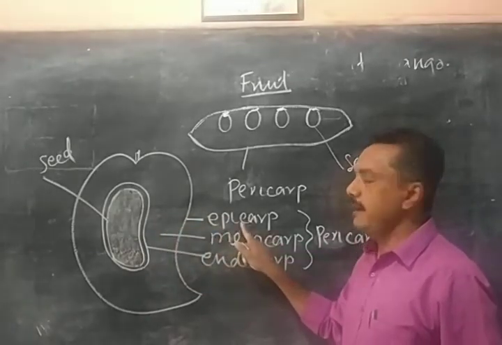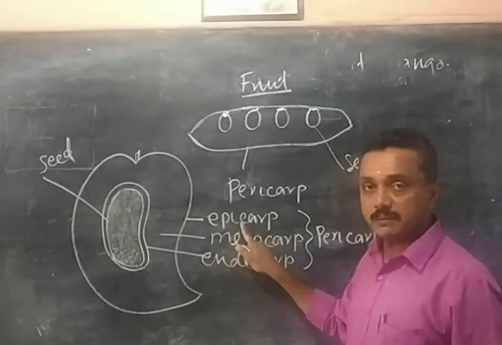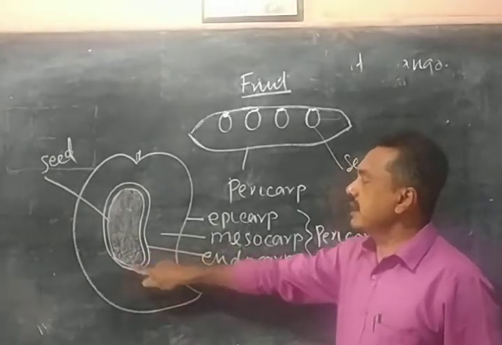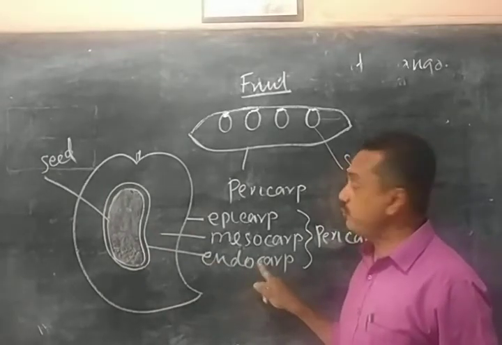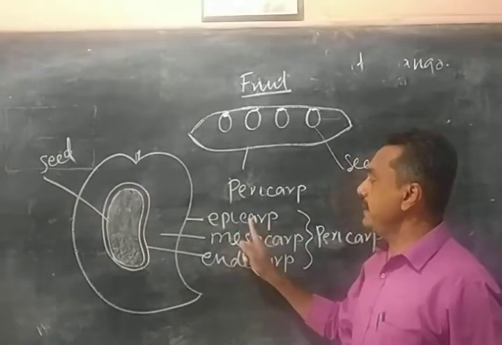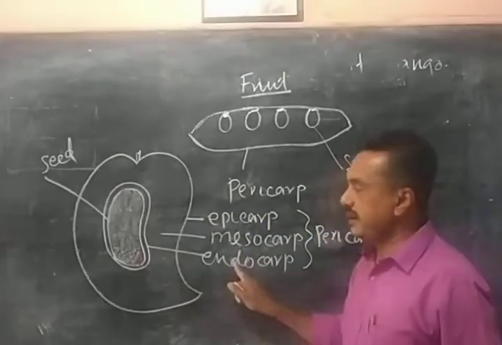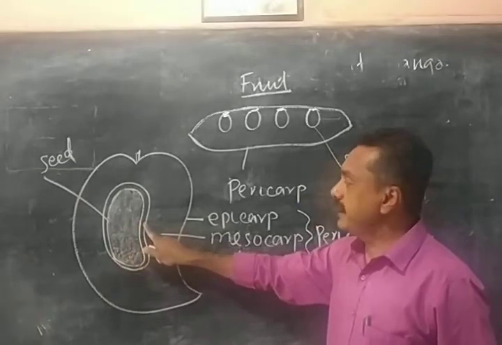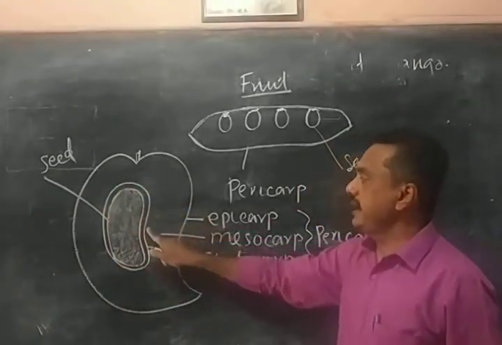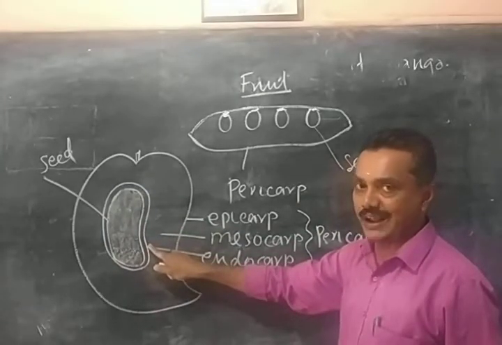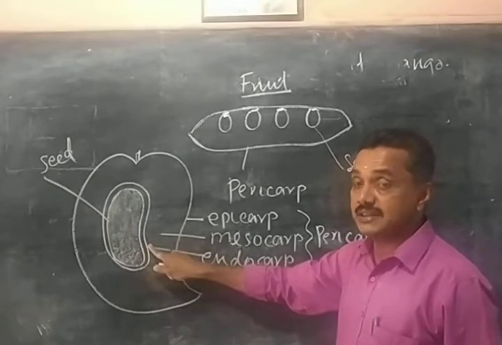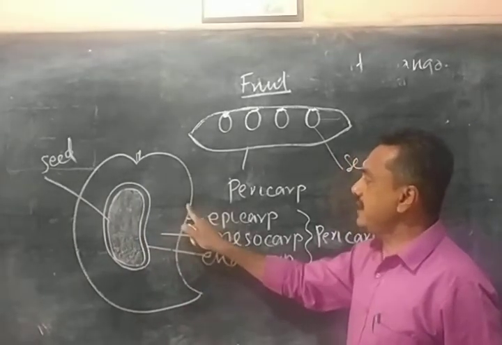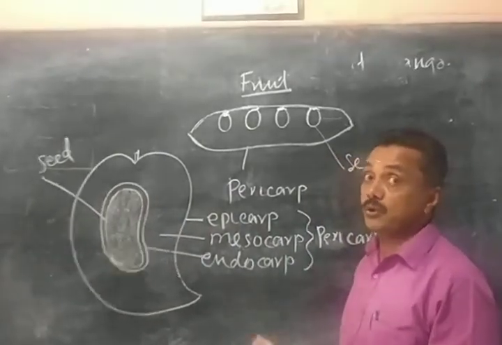Three regions are there. The outer green part is called epicarp. The middle, edible part that we are eating is called mesocarp. The inner hard part covering the seed is called endocarp. Together called pericarp. The seed of mango is very soft. It is hard because it is always covered by the innermost part of the fruit called endocarp. Actually, the hard part is not seed, the hard part is endocarp, the innermost layer of the fruit wall. The seed is present inside. So the epicarp, mesocarp and endocarp always protect the seed.